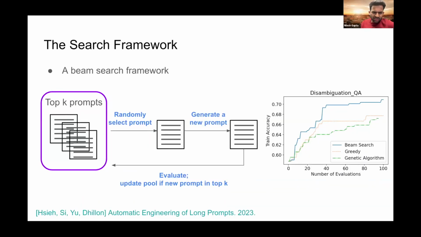Sorry, this part I didn't get. Once you select a randomly selected prompt, how do you generate a new prompt? Yeah, so the simplest way is you can just randomly rewrite a sentence, or rewrite a paragraph, or rewrite the whole prompt, asking the LLM to do the rewriting. We found that is the most effective way, and there are also other operations you can do, like removing some sentence or summarizing the prompt.